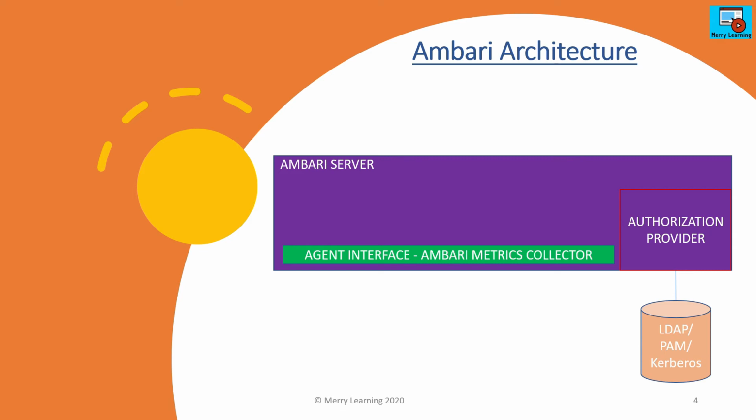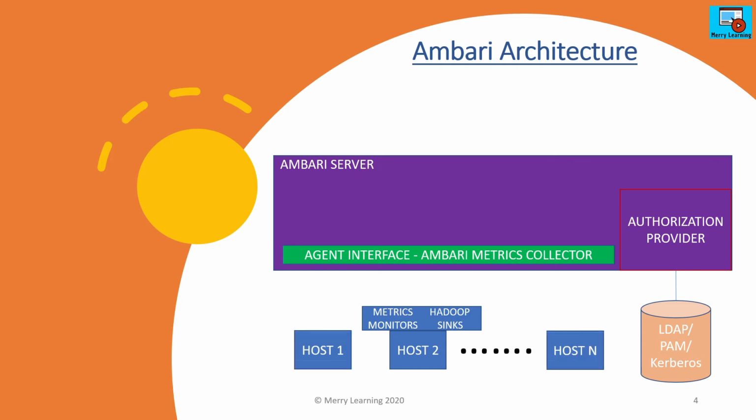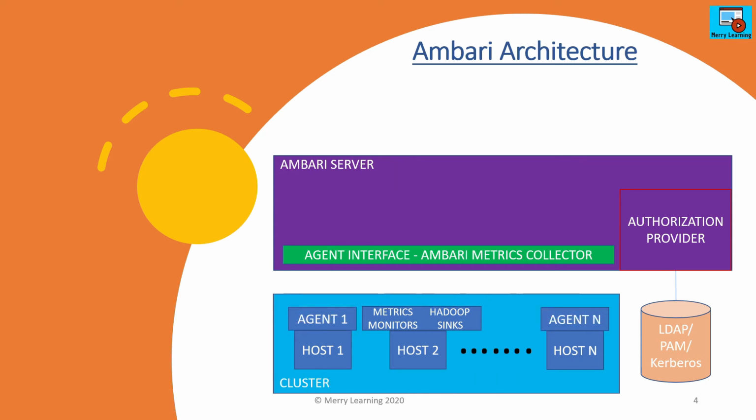The next component is the Ambari agent. A given host will have an Ambari agent, which consists of the metrics monitors and the Hadoop sinks running. The metrics monitor collects and sends system level metrics, while the Hadoop sinks collect and send the Hadoop level metrics from the host to the Ambari Metrics System. Similarly, all the hosts in the cluster will have these Ambari agents running, which send the metrics of the corresponding host in the cluster to AMS. All these metrics flowing in from different agents are stored and aggregated by AMS.